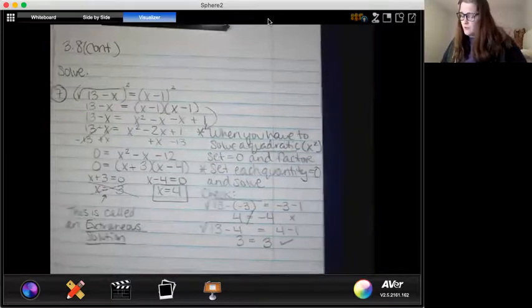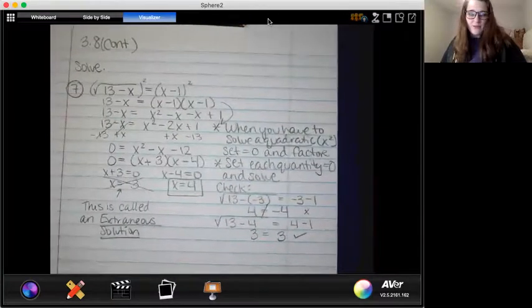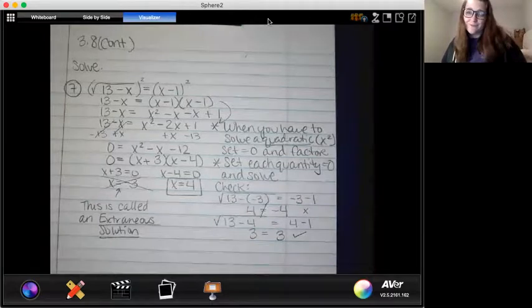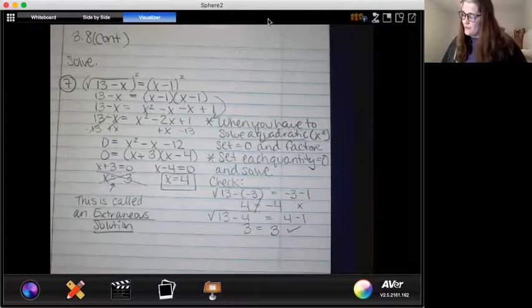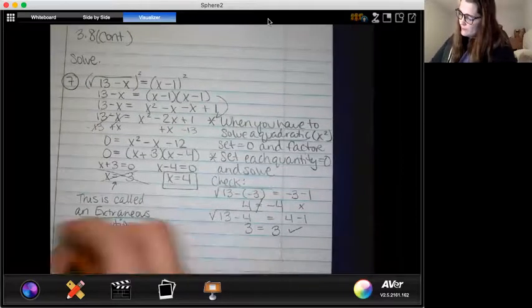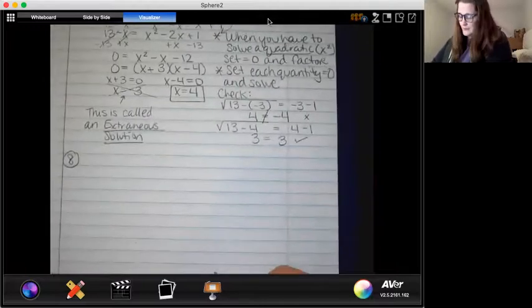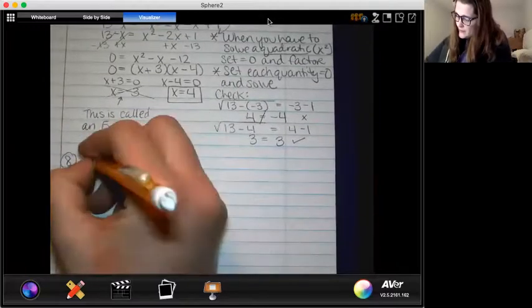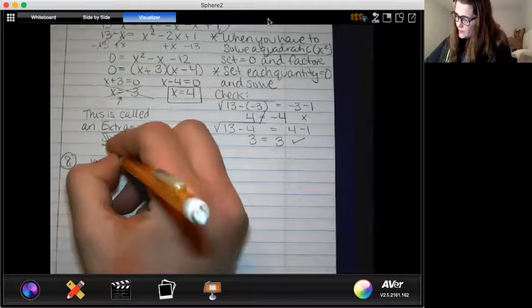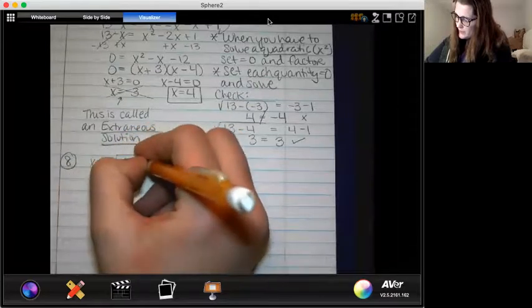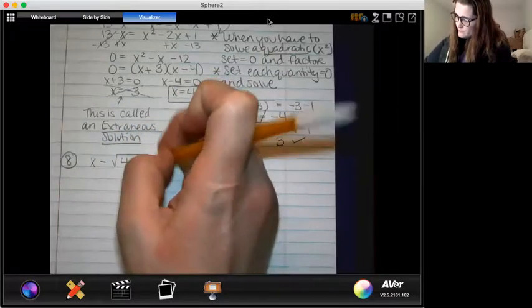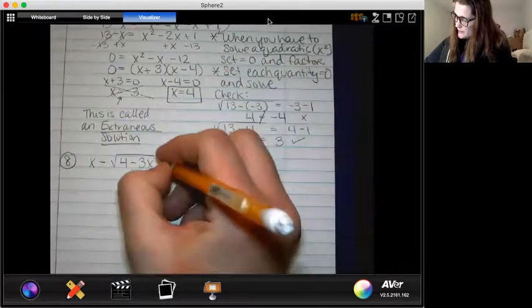Okay, so that is how we would do number 7. So technically the only answer is 4. Okay, let's go ahead and try number 8. Number 8 is x minus square root of 4 minus 3x, which is equal to -8.